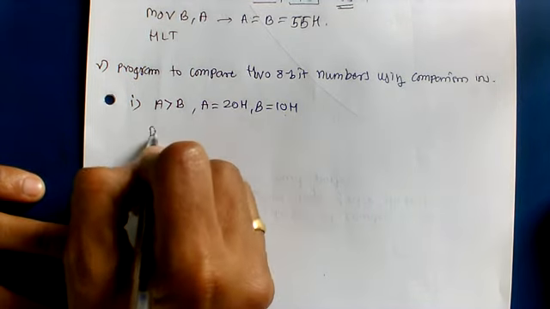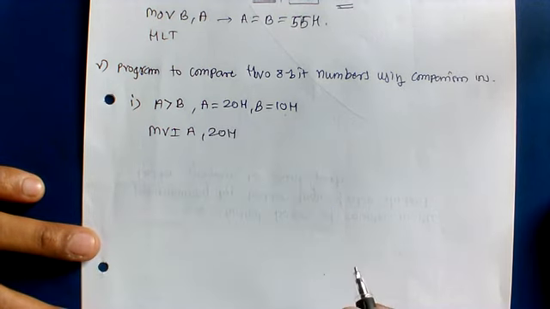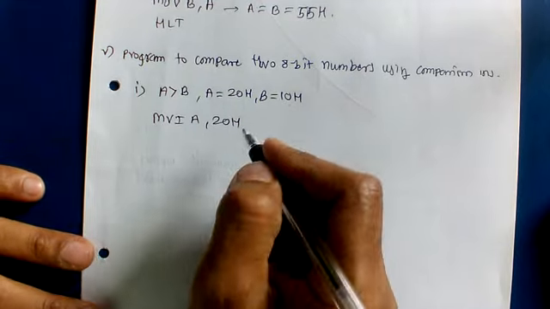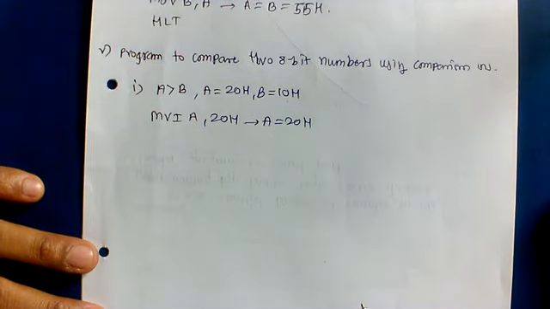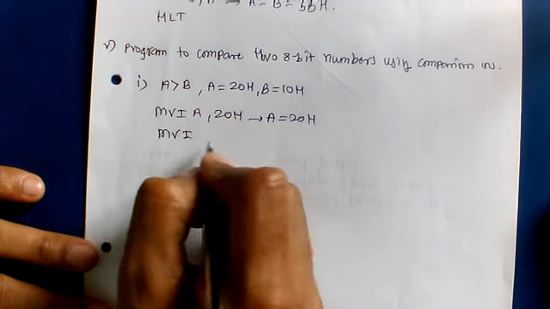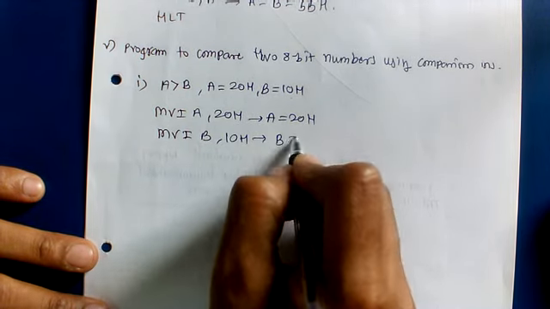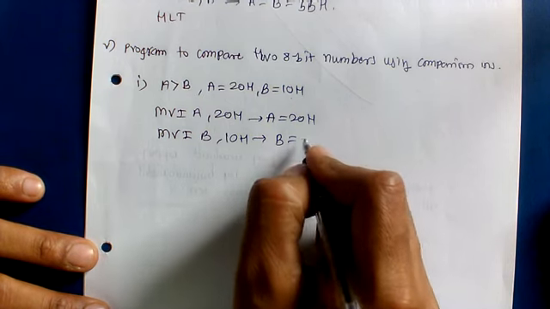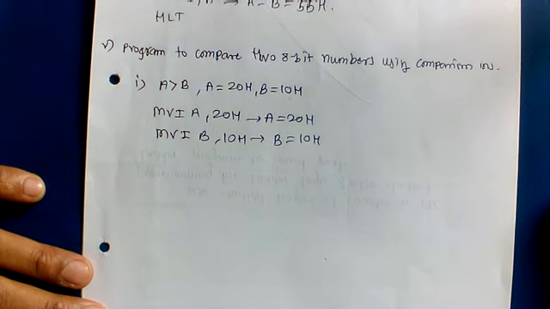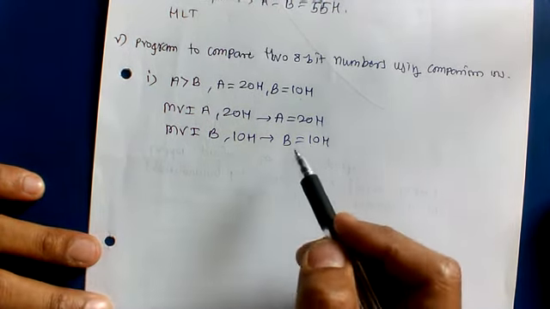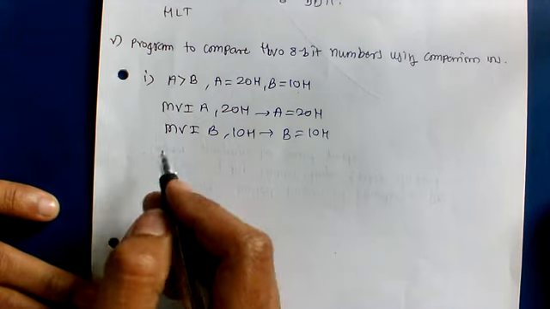So the first instruction is MVI A 20hex. So after the execution of this MVI A 20hex, in accumulator you will get 20hex. Next MVI B 10hex. So after this MVI B 10hex, in B register you will get 10hex. Okay. Now 20hex is available in A register and 10hex is available in B register.